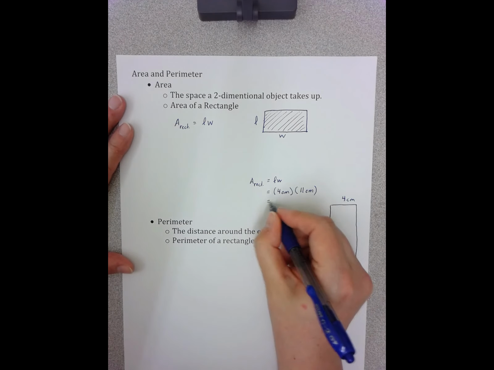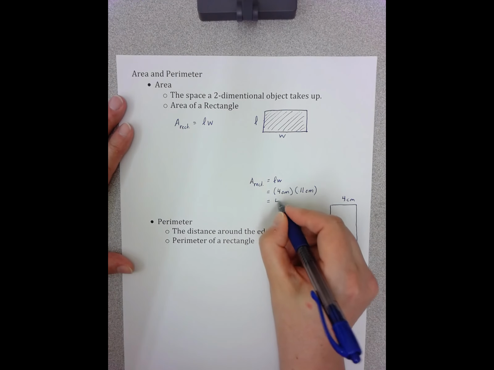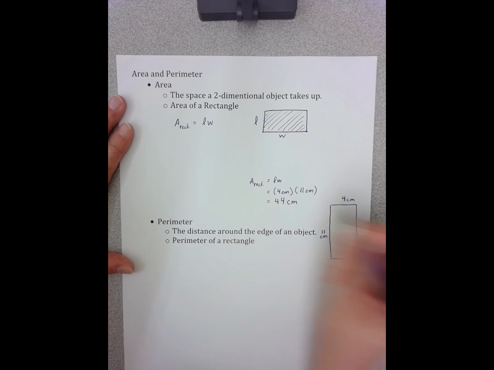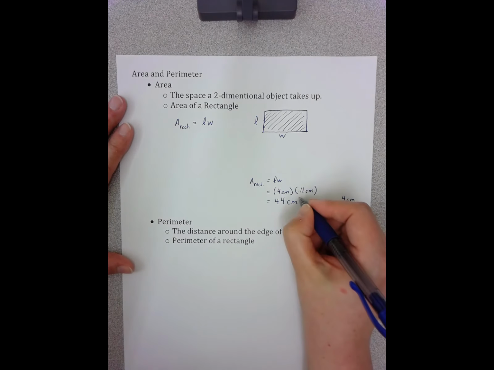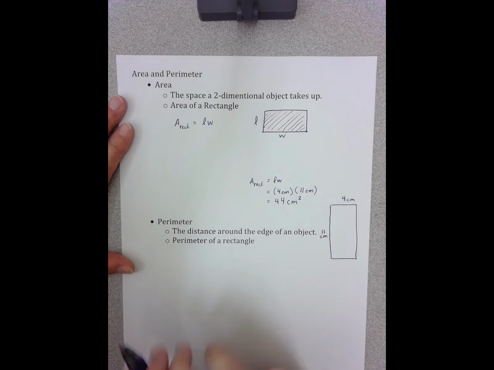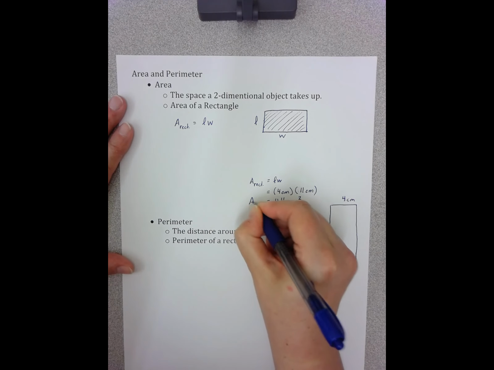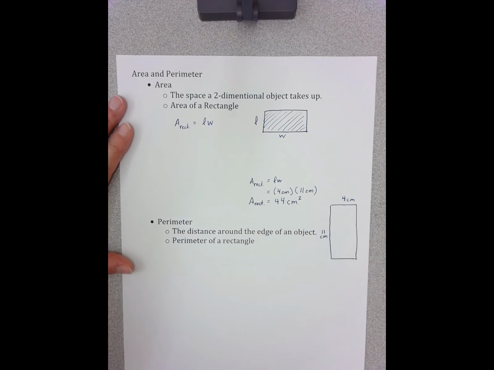And then I simplify. So I know that 4 times 11 is 44. And then I know that centimeters, if I have x times x, it's x squared. So centimeters times centimeters is centimeters squared. And then lastly, I just reiterate that I'm finding the area of this rectangle.